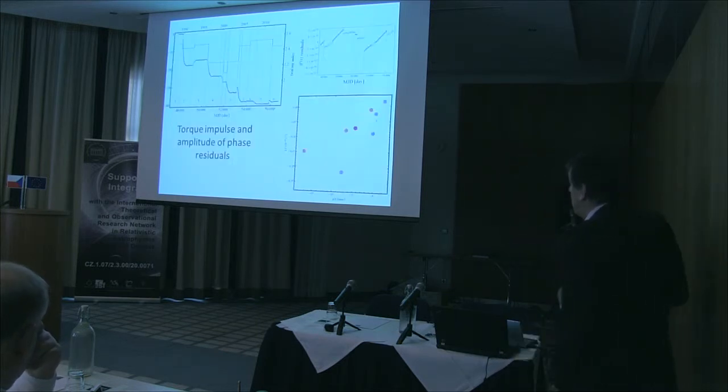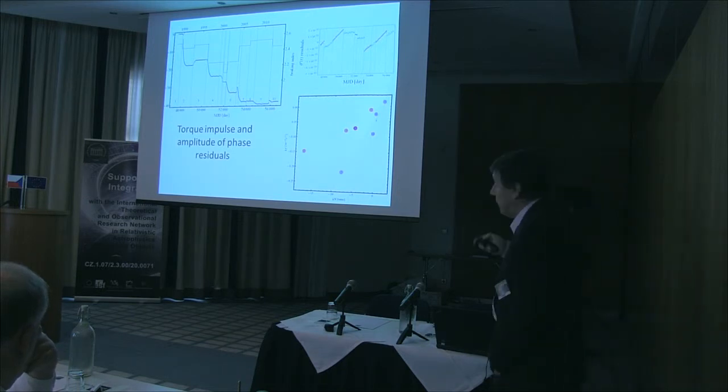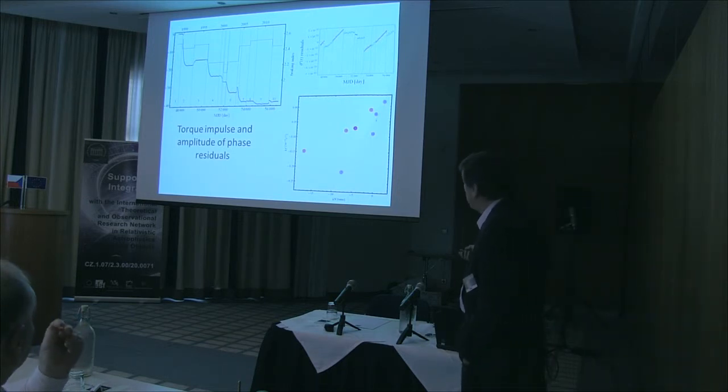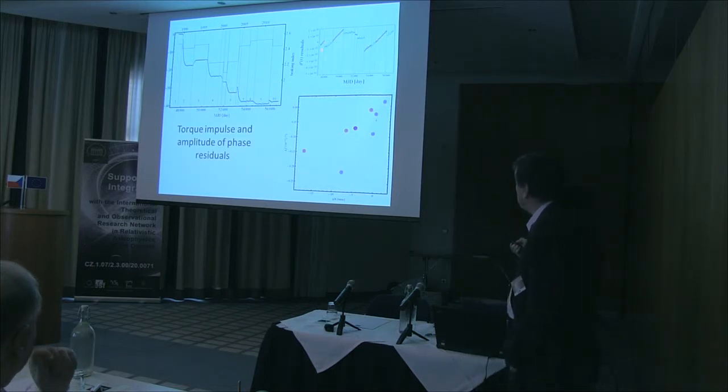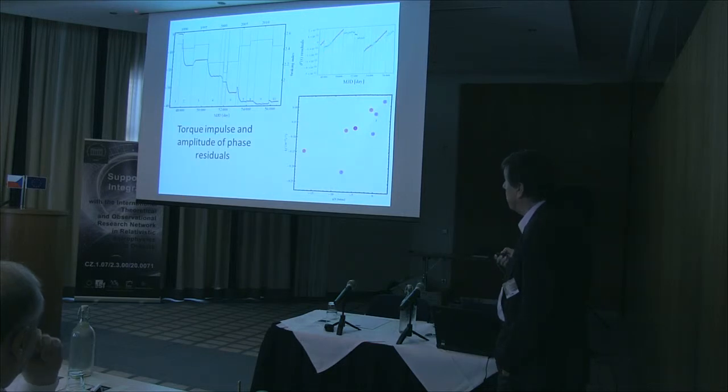Now the next thing is, I have introduced the torque impulse before. Now if you look at the torque impulse and the amplitude in phase residual, you have the torque impulse, which is proportional to this discontinuity in the acceleration, and you find out that this torque impulse is proportional to the excursion of the phase after the glitch. This is the excursion of the phase after the glitch, which is delta n turns here. Delta n turns and the torque impulse are plotted here.